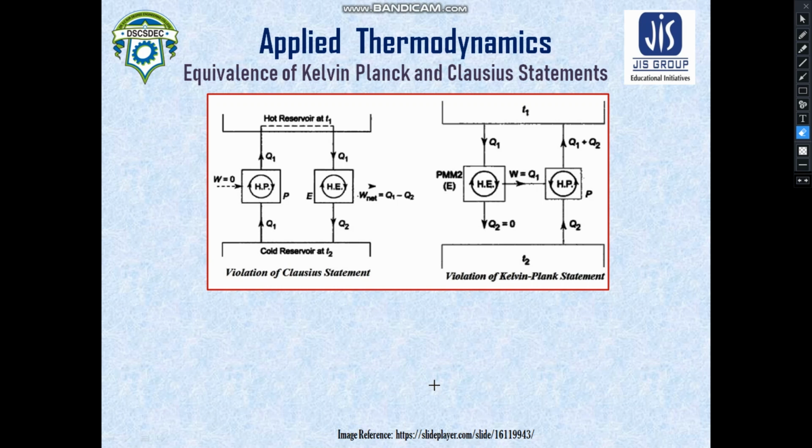In the next class, we'll see what we mean by irreversibilities, what we mean by reversible and irreversible process. We will discuss the reversible process also, and with that understanding we will move on to the concepts of Carnot's theorem, Carnot's engine, and other things.